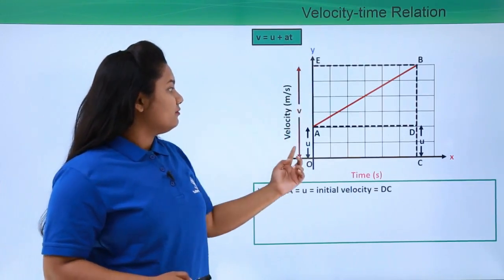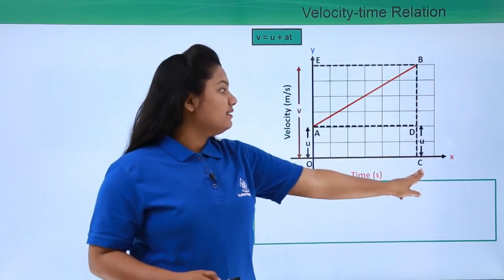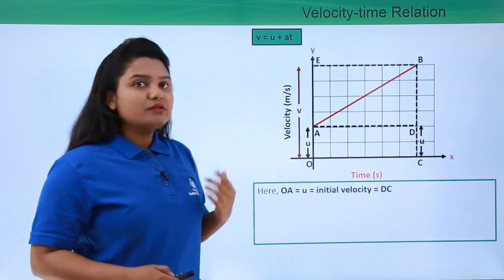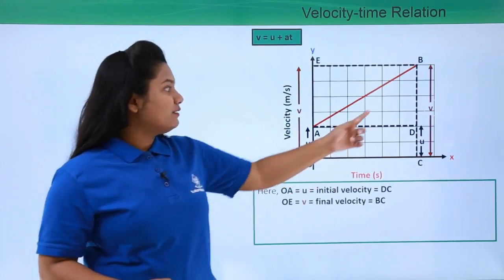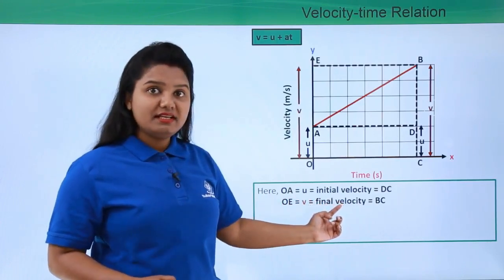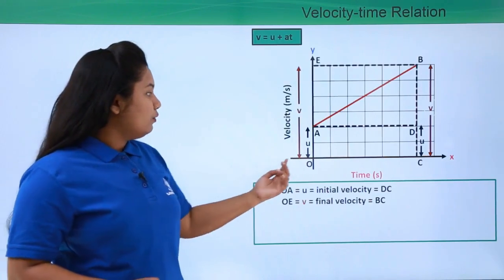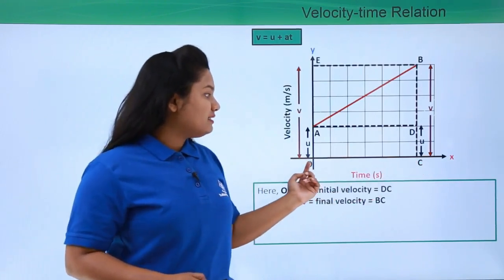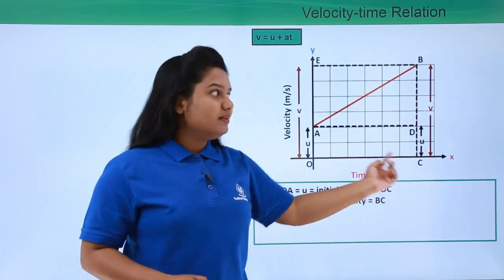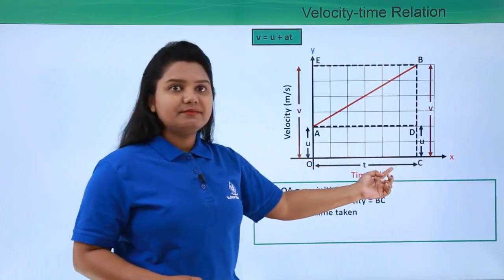That is the final velocity of the body. And since OE equals BC, BC will also be equal to the final velocity, that is V. So OE equals V, which is the final velocity, which also equals BC. Now OC gives us the time taken by the body to reach point B. So this we will be taking as T.